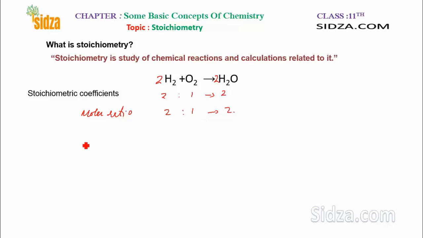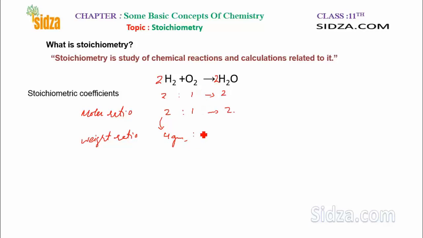We can also write down the weight ratio. So here, 2 moles of hydrogen in terms of weight means how many grams? The molar mass of hydrogen is 2. So for 2 moles it will be 2 into 2, that is 4 grams, right? 2 moles of hydrogen, in terms of weight, is 4 grams.